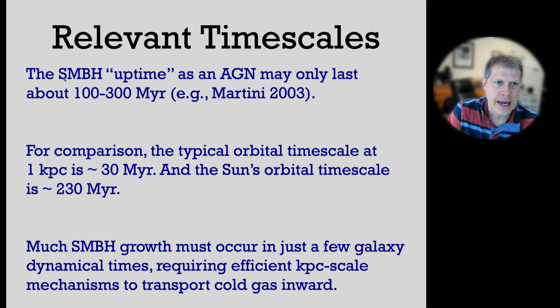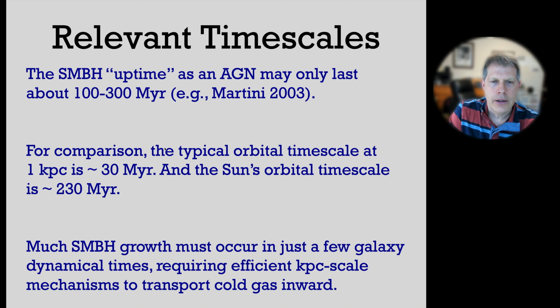If we look at the characteristic required growth time for a supermassive black hole to grow, its uptime as an AGN may well last only about 100 to 300 megayears or so, and could be even shorter than that. There are many arguments for this, coming from AGN evolution considerations and so on. I refer you to this review by Martini in 2003, as well as more recent papers that often cite this review for these types of constraints. But that's the characteristic uptime that a supermassive black hole likely has as an AGN.